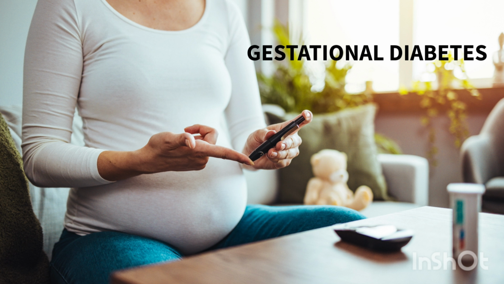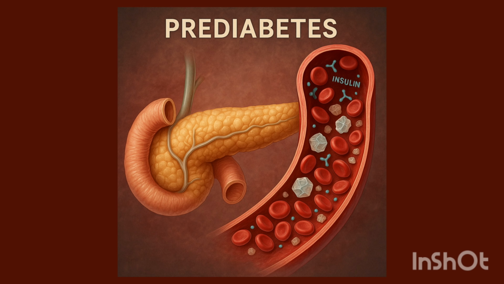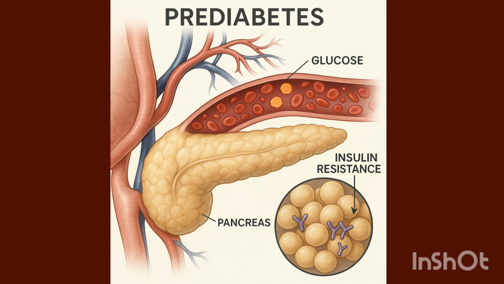3. Gestational diabetes. Develops during pregnancy in women who never had diabetes before. It usually goes away after delivery, but increases the risk of developing type 2 diabetes later in life. 4. Prediabetes. A warning stage where blood sugar levels are higher than normal but not high enough for a diabetes diagnosis. Without intervention, it often leads to type 2 diabetes.